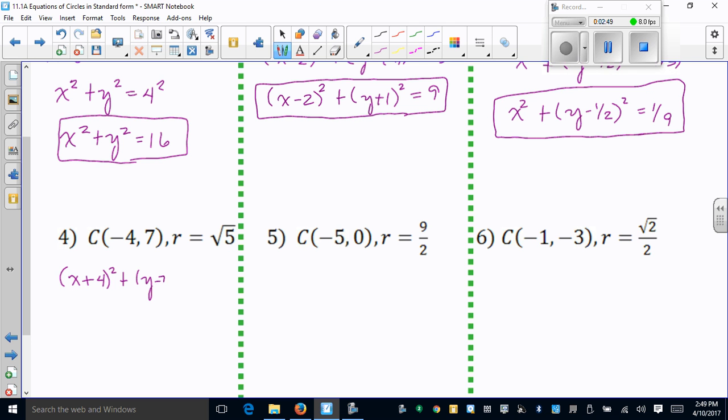So you can plug and check and then clean up, or you can just identify the fact of what's going on. This one here, x minus a negative 5. Again, two negatives make a positive. Squared plus y minus 0, so just y squared, equals 9/2 squared, so 81/4.